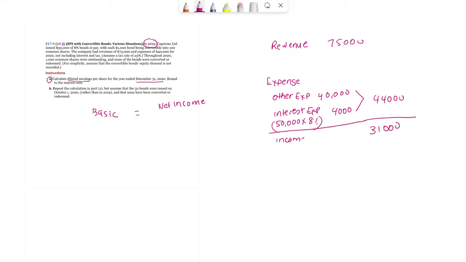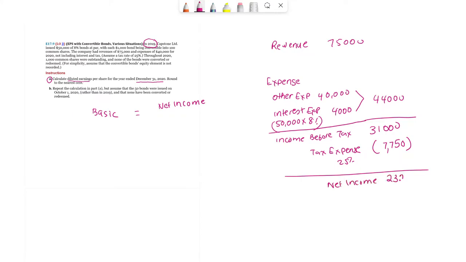So that is your income before tax. Then we have tax expense. In our case, our tax rate is 25%, which is 7,750. So that's my expense. And then what is your net income? My net income in the first question is 23,250. Basic earning per share is net income minus your preferred dividend, divided by the weighted average shares outstanding.